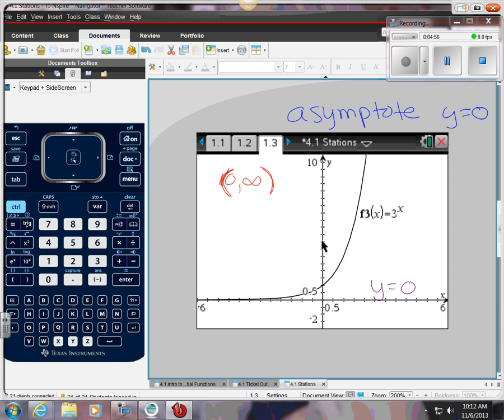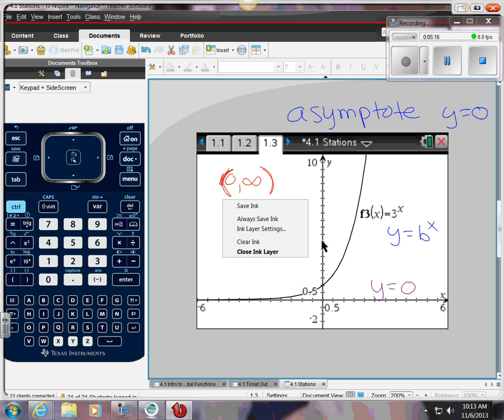Okay? Is it always going to be y equals 0? No, not always. When we have functions that look like this, that y equals b to the x, it's always going to be y equals 0. But then when we start transforming them, when we start moving them along that x and y axis, that's when our asymptotes are going to change a bit. Okay? Can I move on?